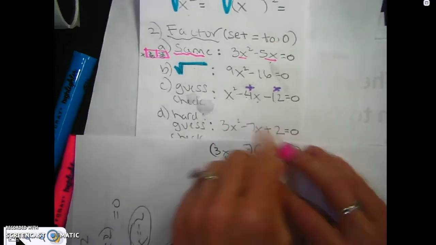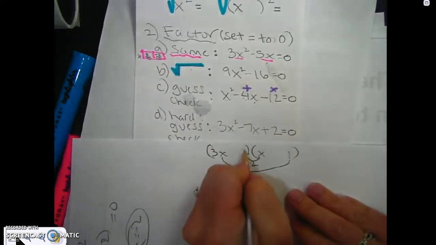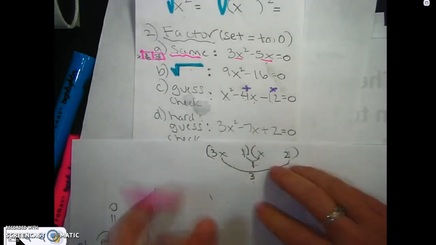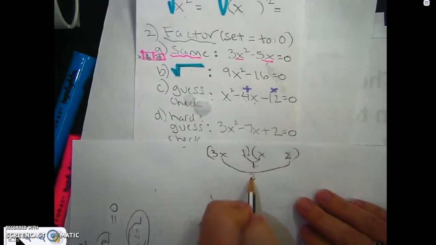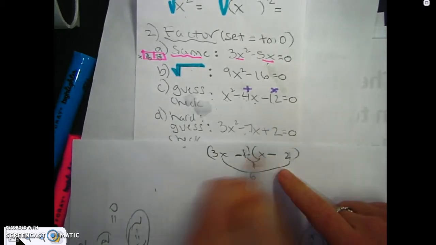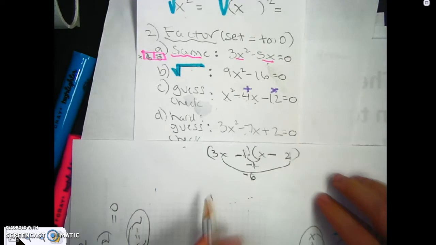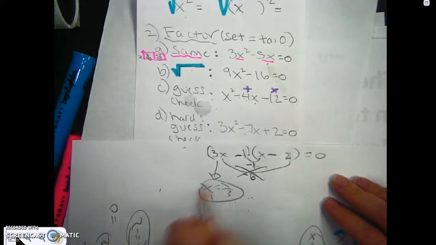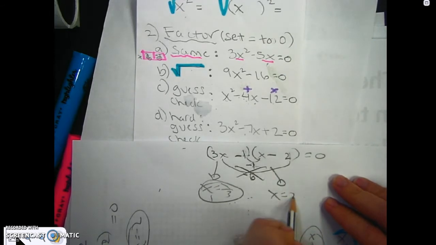So now I'm going to switch the spots. I'll put a 1 here and a 2 here. 1 times x is 1x. 3 times 2 is 6. 1 plus 6 is 7. The problem is it's negative 7, so they both have to be negative. Then I would set it equal to 0. This would give me 1/3, and this would give me 2. Okay?